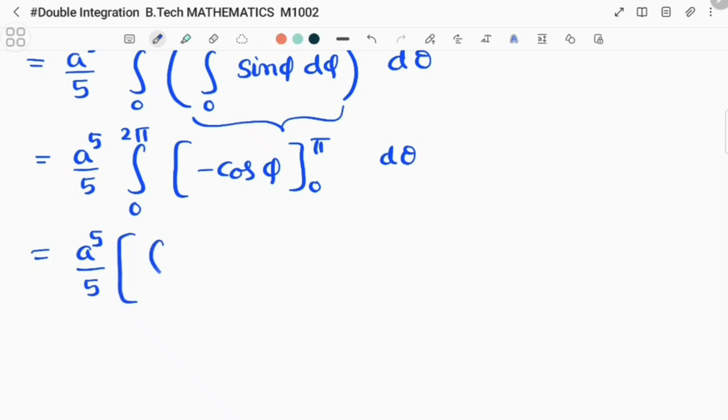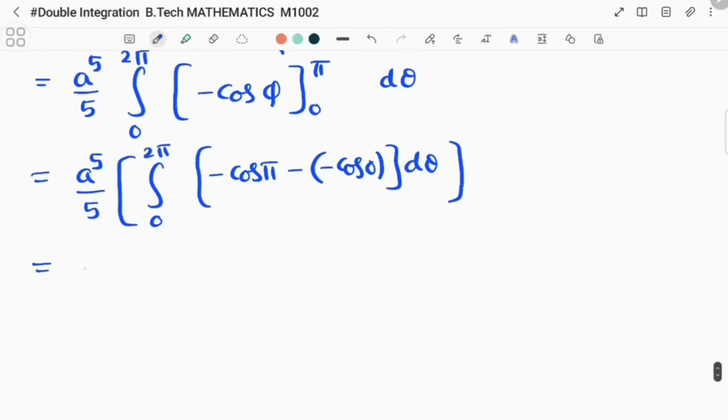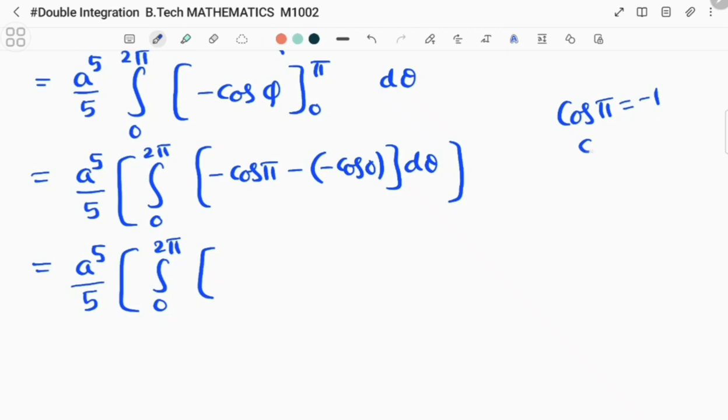So 2 by 5 into a to the power 5, integral d theta is theta, applying the limits 0 to 2 pi. 2 by 5, a to the power 5 into 2 pi minus 0. So 2 into 2 pi is 4 pi, so 4 by 5 pi a to the power 5. I hope you understand, students. We'll move on to another question.